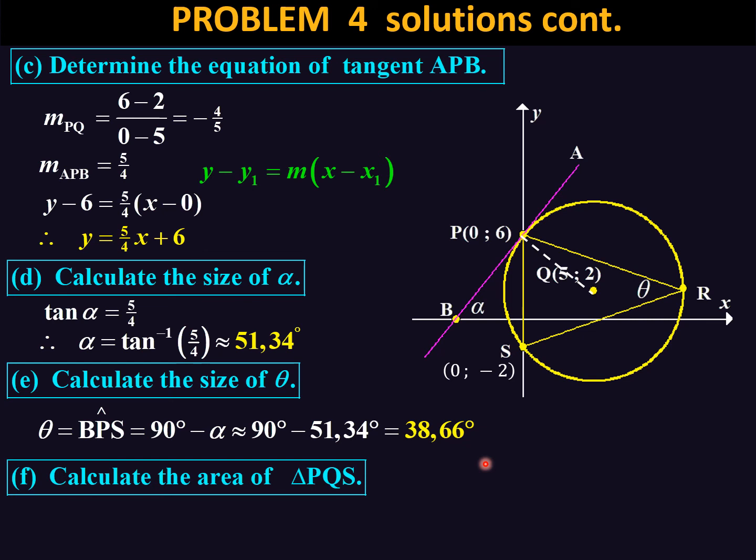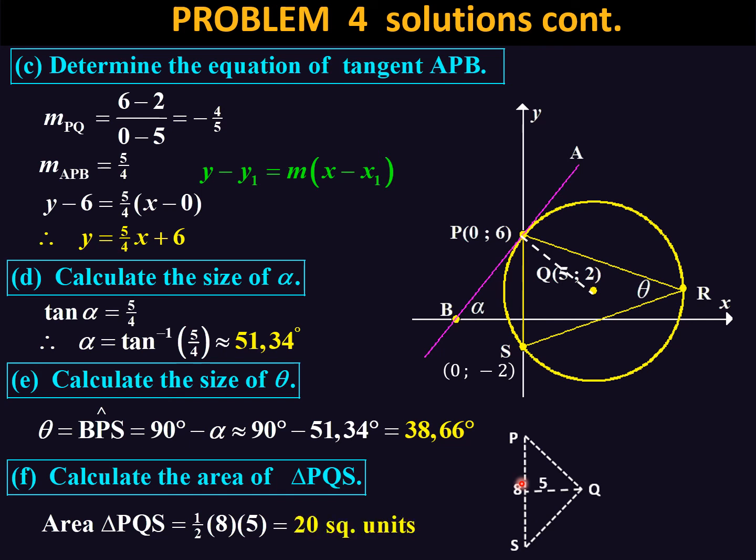Now F, we want the area of PQS. Let's see where's PQS. P, Q, and S. Let's just have that diagram there, PQS. So PQ's length from the origin is 6, and from the origin to S is 2. 6 plus 2, so PS is 8. So the height is this distance across there, and that distance there is 5. So I just substitute half base times height, which is half times 8 times 5, which is equal to 20 square units.